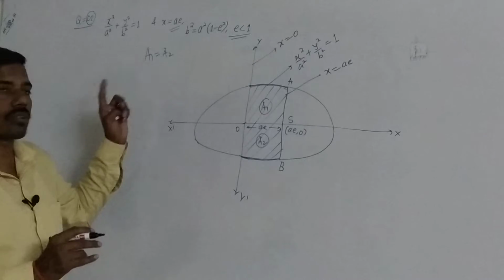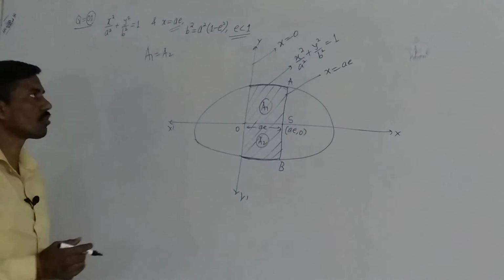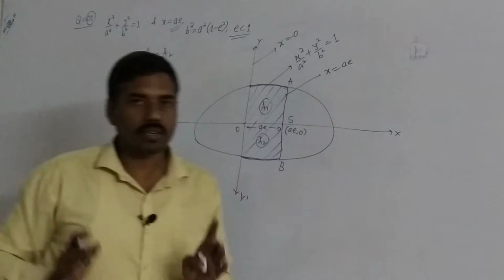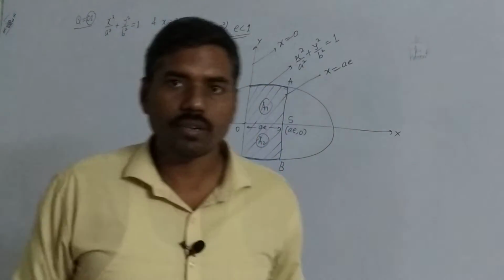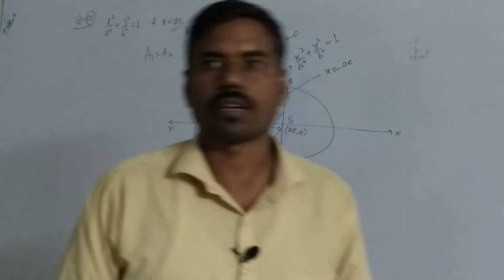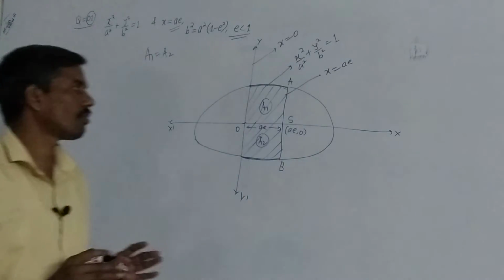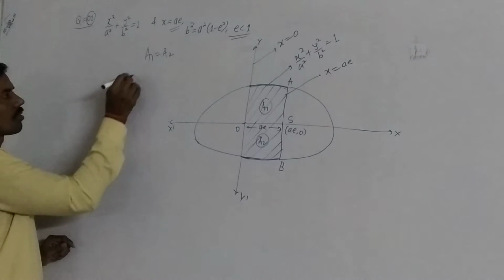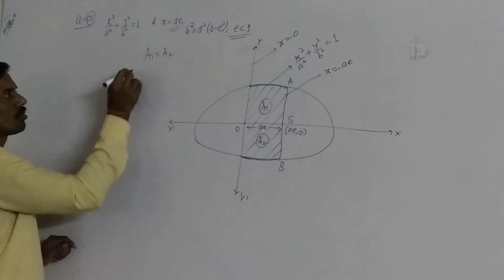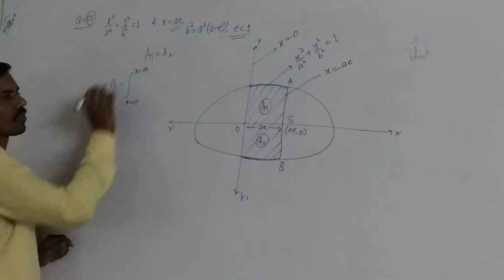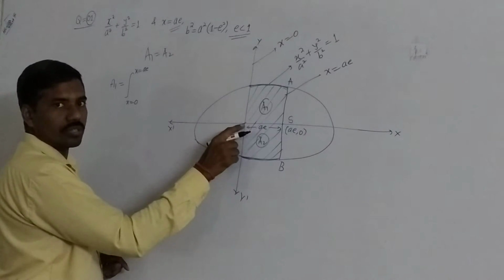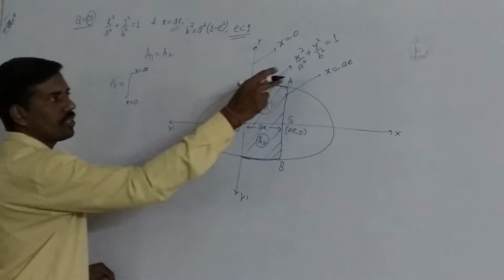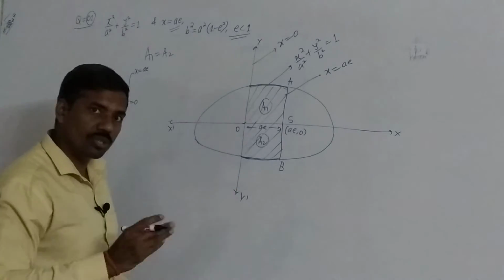The curve is x square upon a square plus y square upon b square is equal to 1 and x is equal to a. If we multiply by 2, we will get the required area. OK, so first of all find A1. So A1 is calculated from x is equal to 0 to x is equal to AE. X is equal to 0 means the y-axis, x is equal to AE is the line segment AB which is parallel to the y-axis.